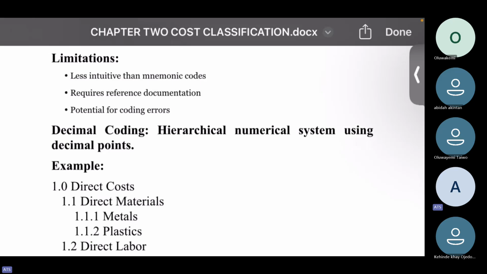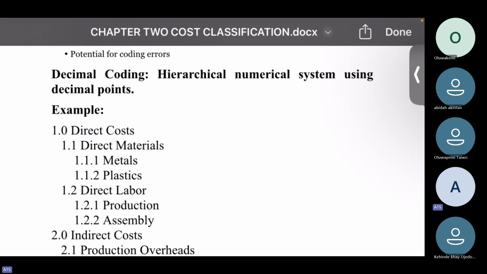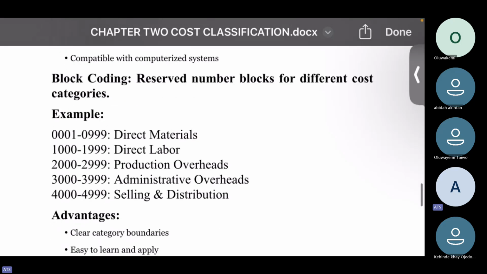Now decimal coding is similar to numeric coding. The only difference here is that you're using decimal points. That's really the only difference here. So here you're using decimal numbers, but in numerical coding you're just using numbers straight.